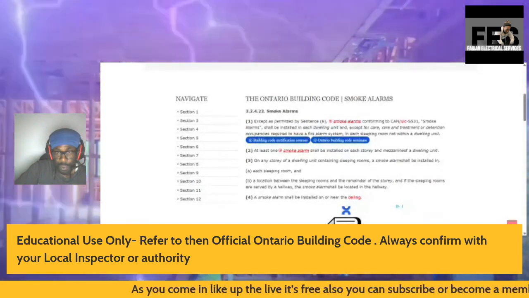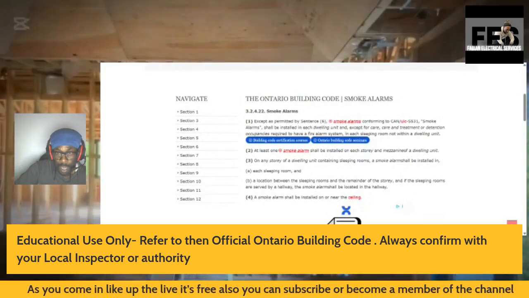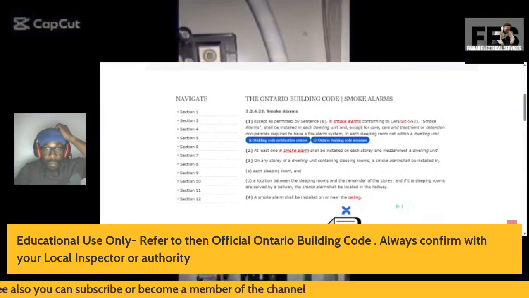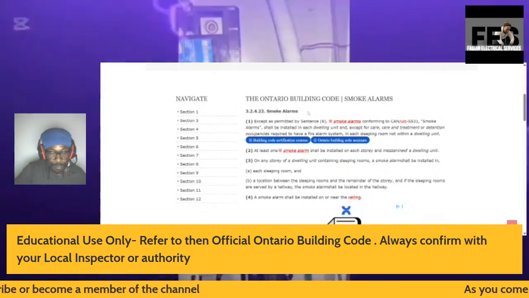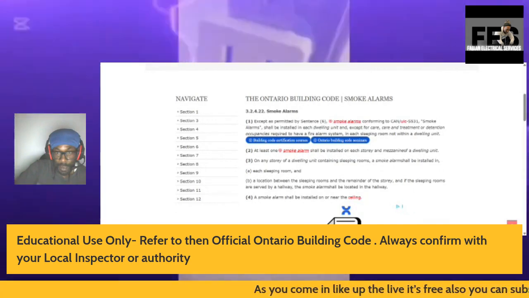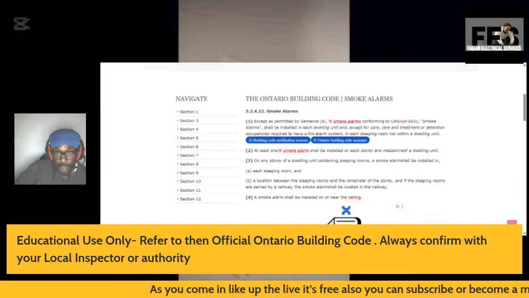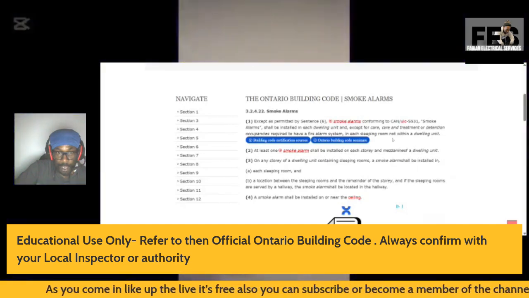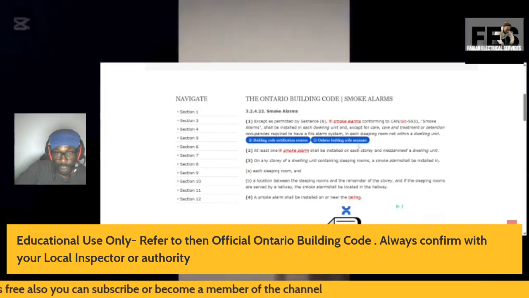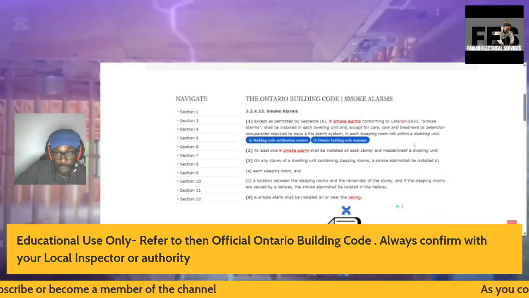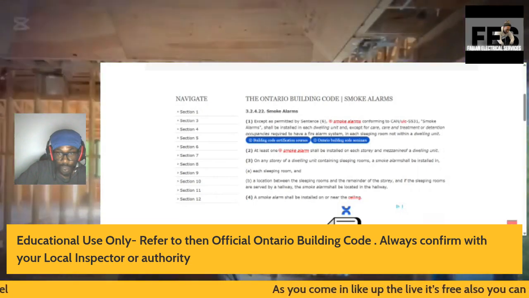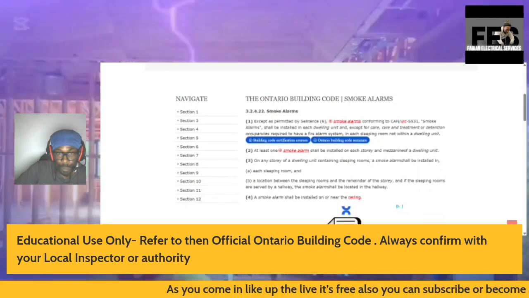Except as permitted by sentence CAN/ULC-S531, smoke alarms shall be installed in each building unit and, except for care and treatment or detention occupancies required to have a fire alarm system, in each sleeping room not within a dwelling unit, of a dwelling unit.